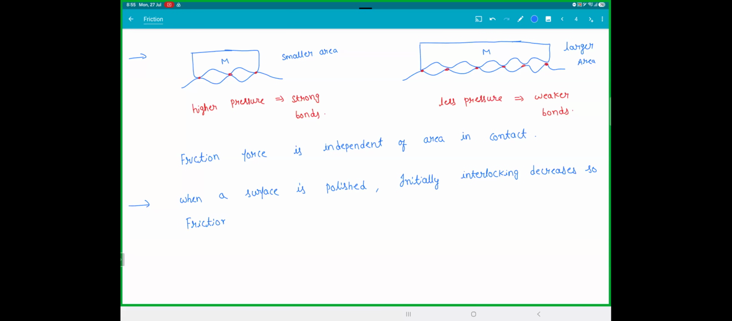So when you rub a surface, it is not the same surface as previously. The interaction changes, friction changes. The previous case was for two identical surfaces. When you polish a surface, it is not the same thing anymore. Friction decreases, and if you polish further, the friction actually increases pretty fast. Cold welding increases, more and more points will start interacting.